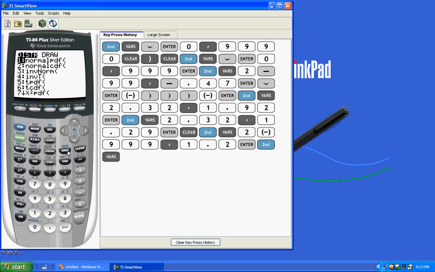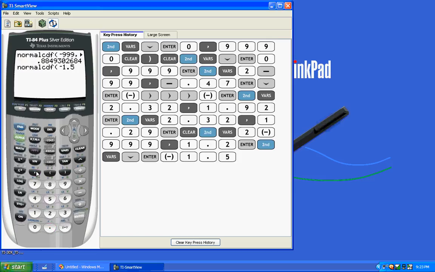So that means my left bound is -1.5 into the right tail, so that'd be +999. And that's the value that we got before.